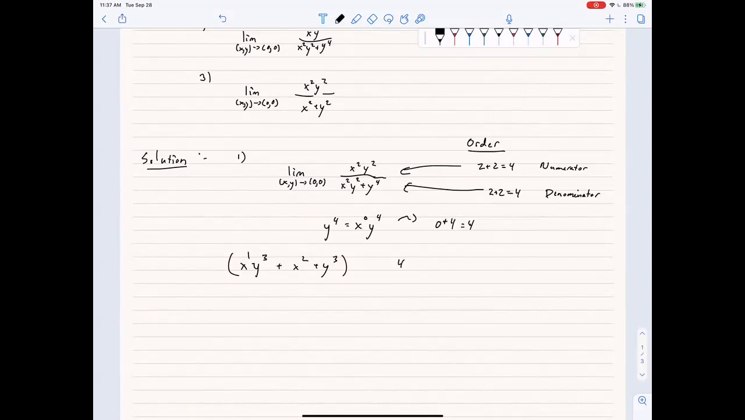Okay, so you take this maximum thing, and this will give you a hint as to what the behavior is of this function. So when the order in the numerator is equal to the order in the denominator, as I was saying, it's a hint that the limit probably does not exist.